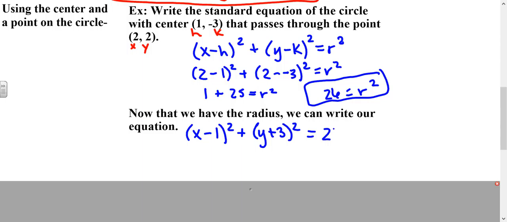R squared is 26. So like I said, you could take the square root of this, but then you're just going to square it again, and so you're going to get 26 anyway. So I would just leave it as r squared. So that would be the answer. That would be the equation of our circle.